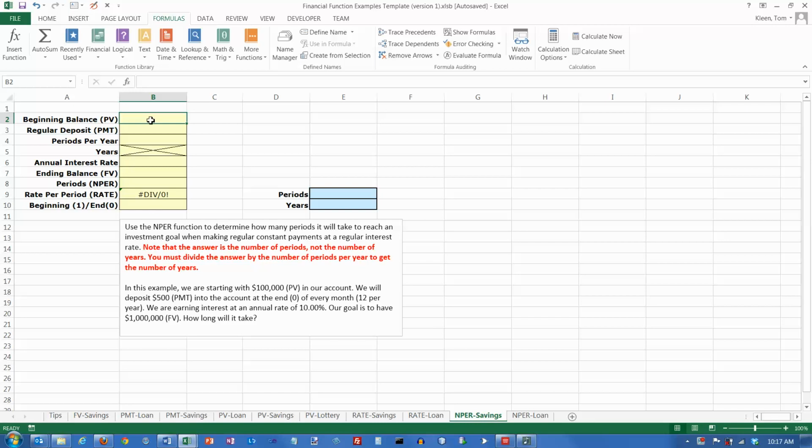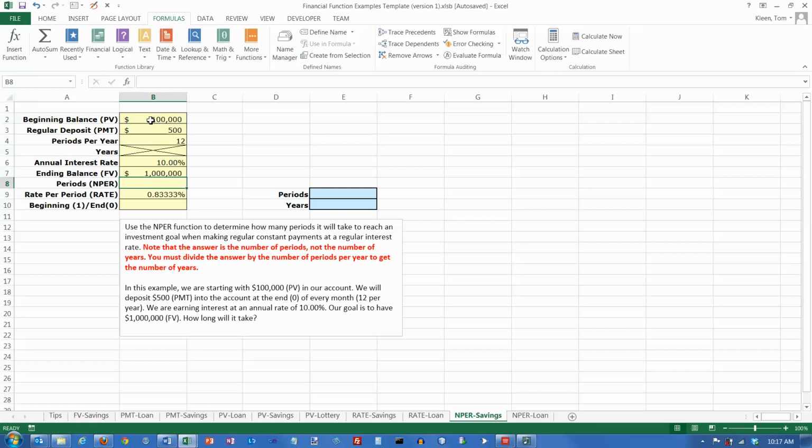Okay. Our starting balance is the present value, $100,000. We're going to save $500 a month, and we're going to do that 12 times a year. And years is what we're trying to find out here, so that's going to be left blank. The annual interest rate is 10%. The ending balance, that's our goal, is $1 million.